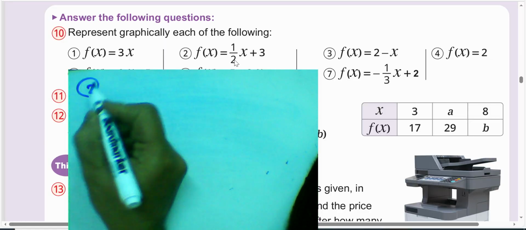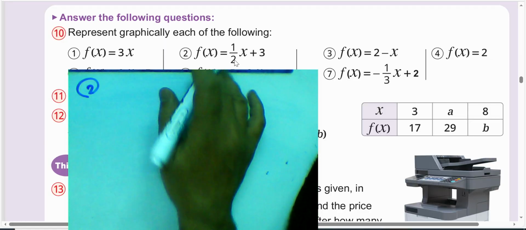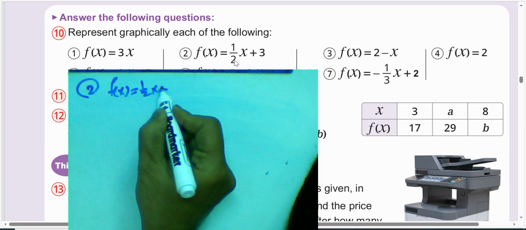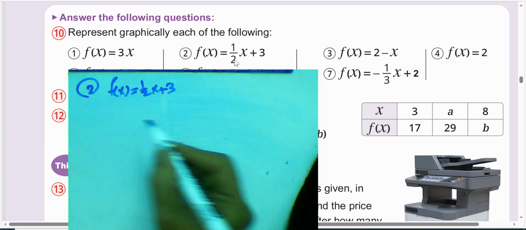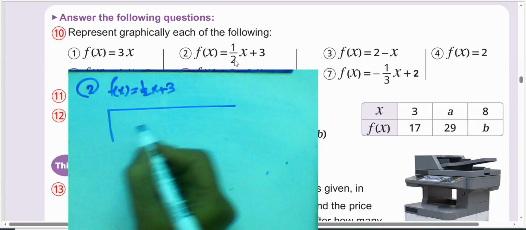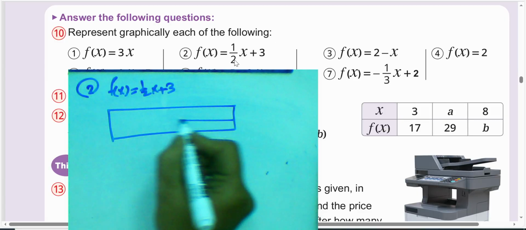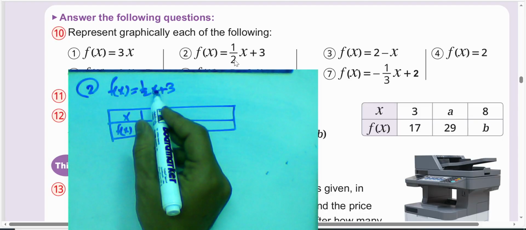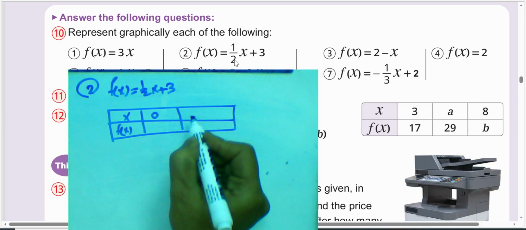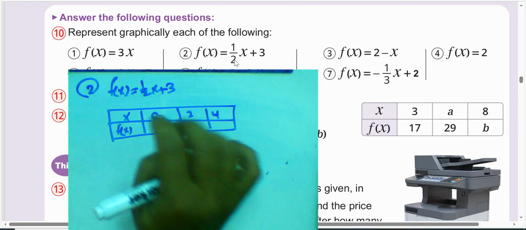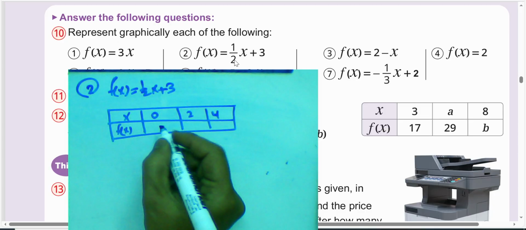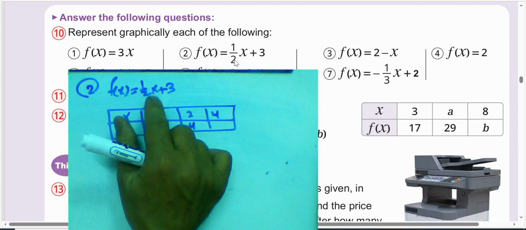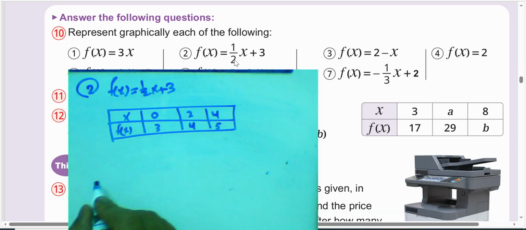Number 2. f of x equals half x plus 3. We can draw a straight line passing through like 3 points. Right here x and f of x. Right, x equals 0, 2, and 4. Half times 0 is 0, 0 plus 3 equals 3. Half of 2 is 1, 1 plus 3 equals 4. Half of 4 is 2, 2 plus 3 is 5.